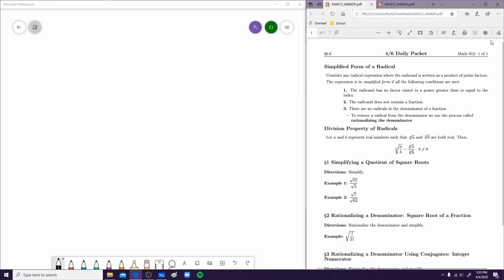One thing I also wanted to talk about was when it says consider any radical expression where the radicand is written as a product of prime factors, and that the radicand has no factor raised to a power greater than or equal to the index. So what does that mean? Since we've been practicing simplifying radicals for a few days now, let me talk to you about another way to simplify a square root. So let me do an example.